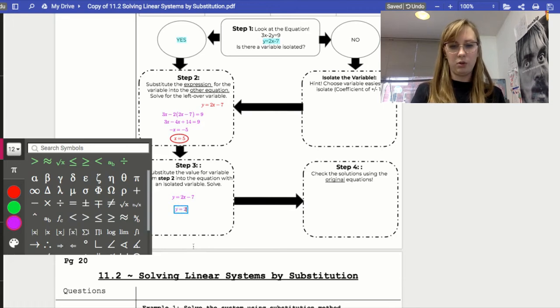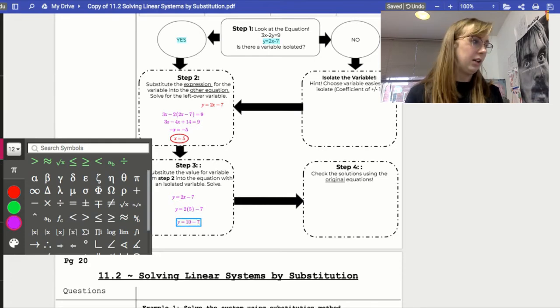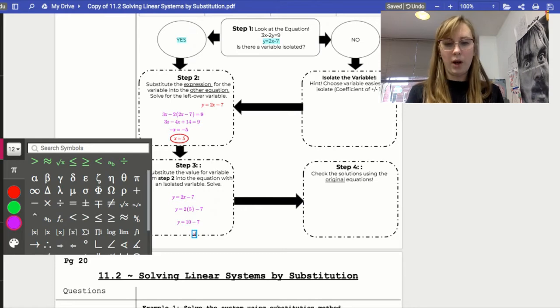So y equals 2 times 5 minus 7. And then I just do my math. This is a two-step equation. 2 times 5 is 10, so y equals 10 minus 7. And as you can probably tell, y is going to equal 3.